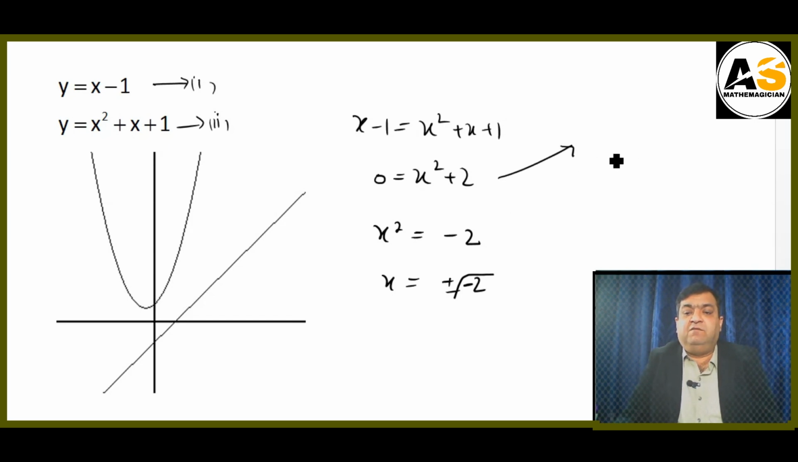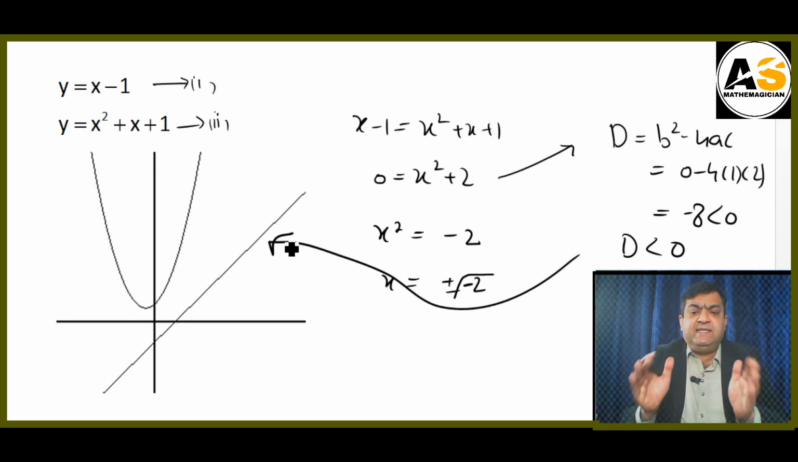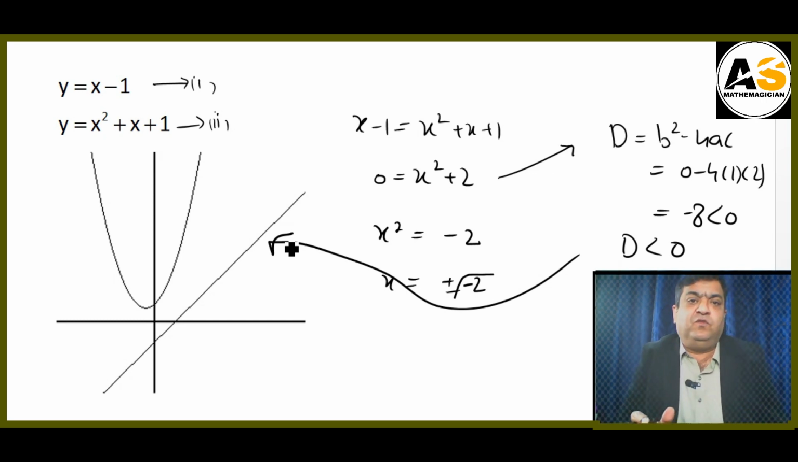It means the line will not even touch the graph. This was the third case, and for that the discriminant must be negative. The discriminant over here is b square, b is 0, minus 4 into a into c, and this is equal to minus 8, which is negative. The discriminant is negative, which implies there is no common point. So these three things will be extensively used when you come across any past year question for quadratics.